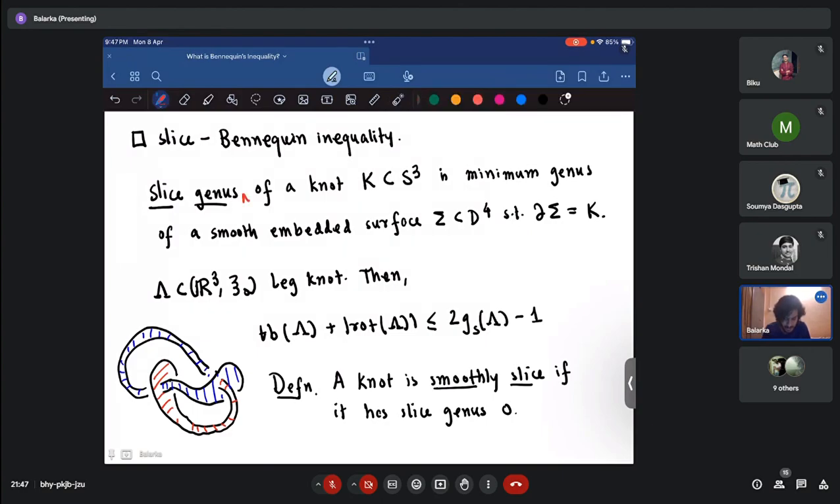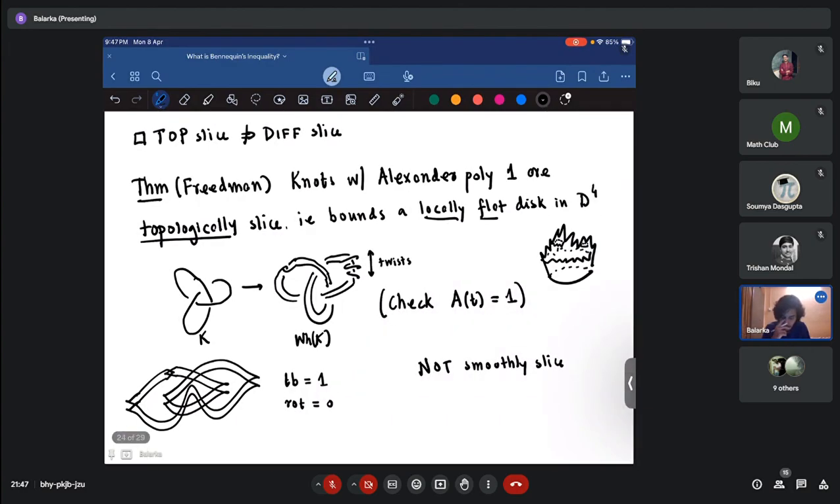So I should have written that slice genus. That's the statement of the slice-Bennequin inequality. It works not only for Seifert surfaces, but also for the surfaces which the knot bounds inside D4. Smooth ones though. Okay. That's the statement. Okay, so now I'll talk a little bit about topological sliceness.